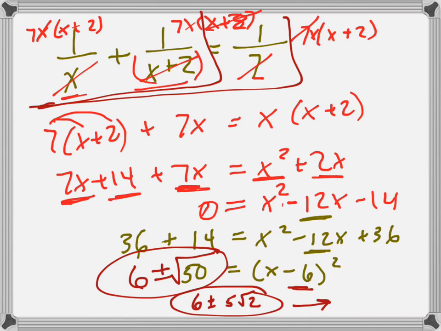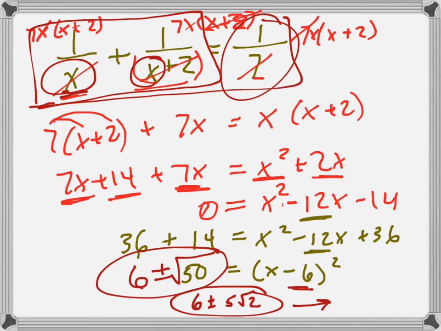Check it by storing this in your calculator and plugging it back in. Well, you only have to plug it into this side and make sure that your answer is 1/7, because your variables are only over here. So store one number in x, not both of them, just one of them: 6 plus 5 root 2. It doesn't matter which one, plus or minus. Then type in 1 over x, be careful to use parentheses, plus 1 over x plus 2, and then hit enter, and it should give you 1/7 as a decimal.